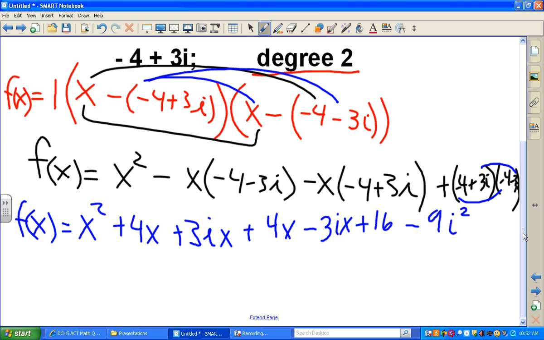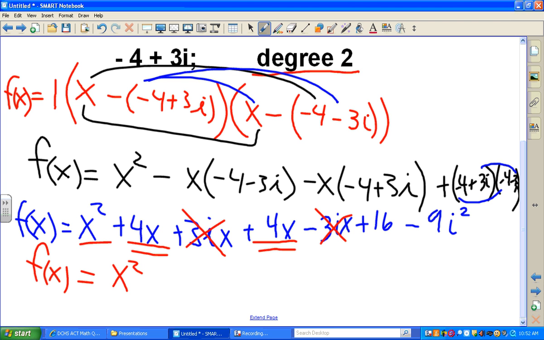Now I think I'm ready to combine things. f of x equals x squared. Any other x squareds? No. 4x, any other 4x's? There's another one right here, and these 3ix terms are opposites, so they go away. So that gives me plus 8x, correct? Plus 8x. And then I have 16 plus 9, so that gives me 25.